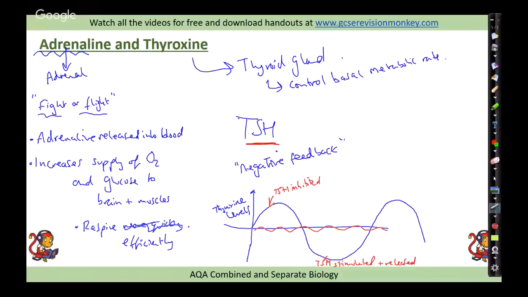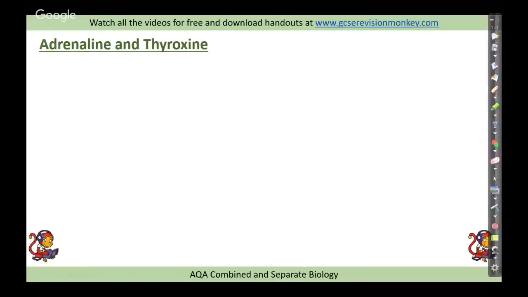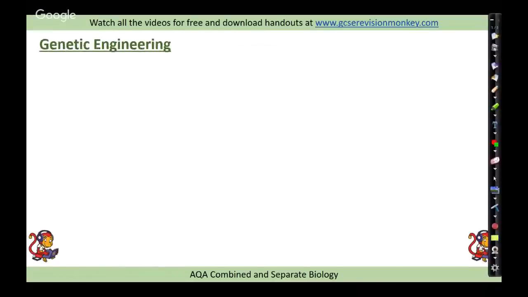The final piece of content that you need to know if you are a combined higher scientist is genetic engineering. Genetic engineering is when you take a gene out of one organism and you put it into another. So if you do this in plants, you are producing a GM crop, a genetically modified crop.